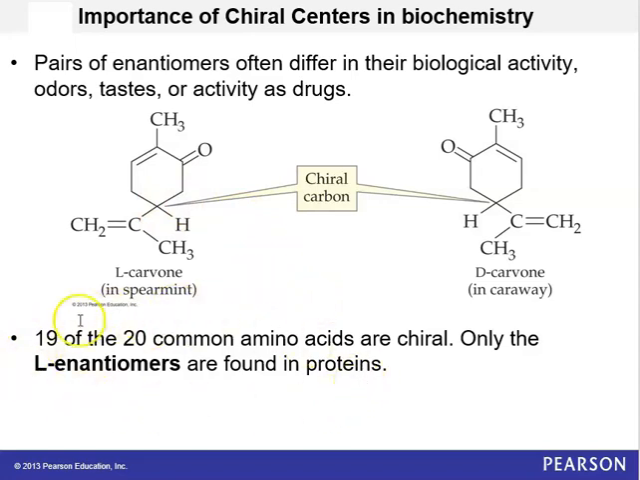So just as well, 19 of the 20 amino acids are chiral. Obviously glycine has 2 hydrogens attached at the alpha carbon, so that's the one non-chiral amino acid, but the other ones are all L-amino acids, and it's essential that we can only use L-amino acids to synthesize proteins.